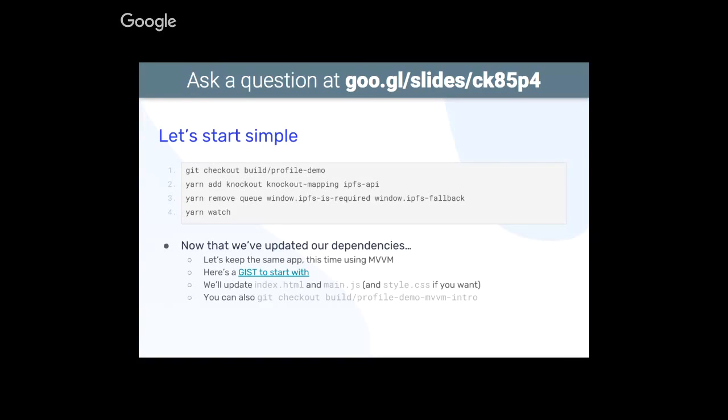So now that we've updated our dependencies, what we're essentially going to do in this first step is keep the same look and feel as our existing profile DApp, but we're going to switch over to using this MVVM pattern to manage UI state. And you'll see that we're actually going to remove some of the code that we had before and actually simplify the overall app a little bit. And there's a link to some MVVM information at the end of these slides for reference if you like. All right.